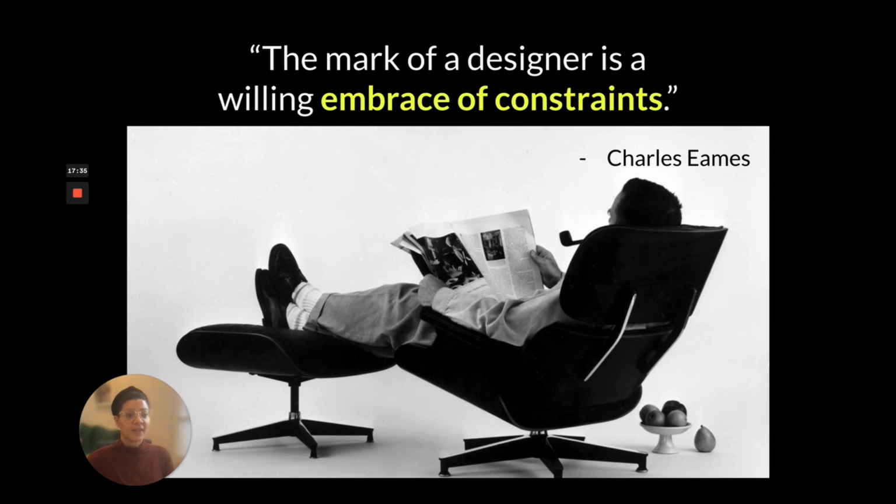Then we can move forward together, designing with context in mind and for positive change.